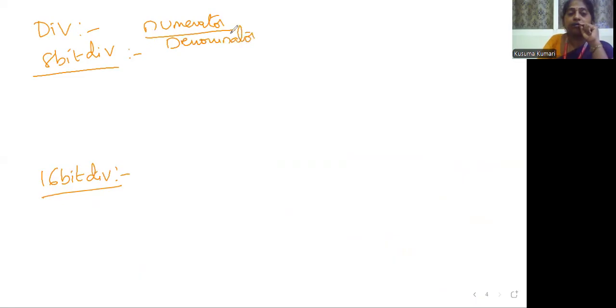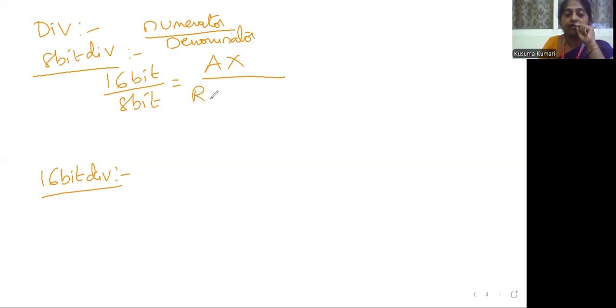Okay, numerator divided by denominator. In case of 8-bit division, the numerator is the 16-bit number, and the denominator is the 8-bit number. This 16-bit number compulsorily should be available in AX, and the 8-bit denominator can be either register contents, memory location contents, or any immediate number.